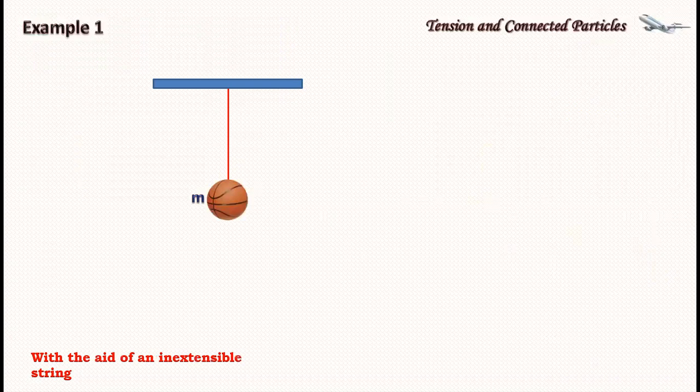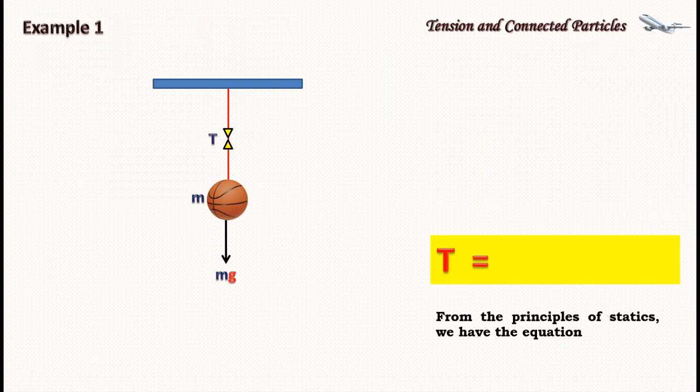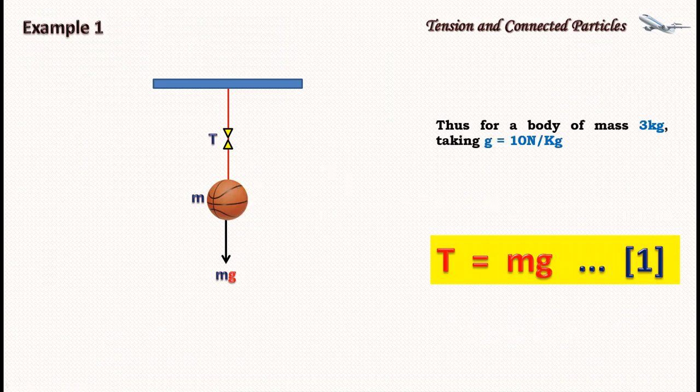So consider a mass M attached to a fixed point with the aid of an inextensible string, and the tension in the system is T. The weight of the object is given by mg. Now, from the principle of statics, we have the equation T is equal to mg. That is, the tension of the string is equal to the weight of the object. Thus, for a body of mass 3 kg and taking g to be equal to 10 newtons per kilogram, the tension in the inelastic string T is equal to 30 newtons.